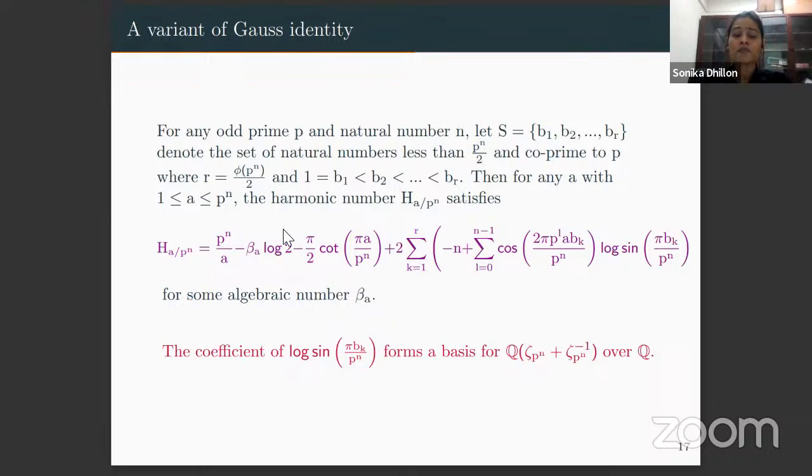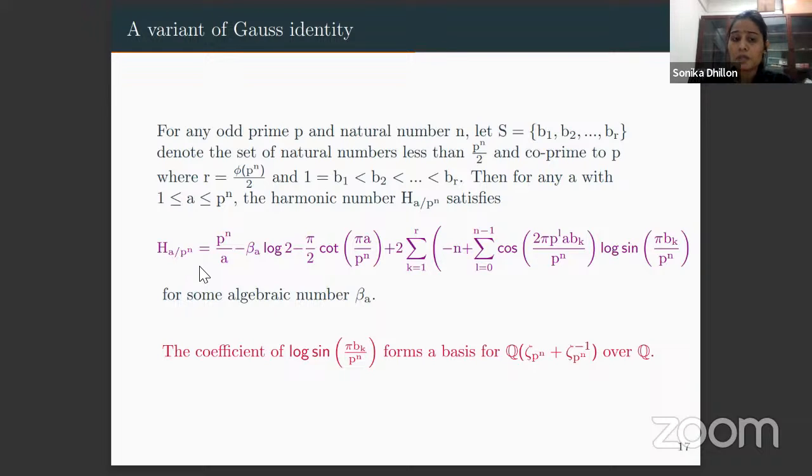Here, take p to be any odd prime and n any natural number, and now we are studying the case p to the power n. I am considering s to be all those numbers less than p to the power n by 2, the first half, which are co-prime to p, and we call them bi's. Then, instead of the Gauss identity, we call it a variant of Gauss identity.